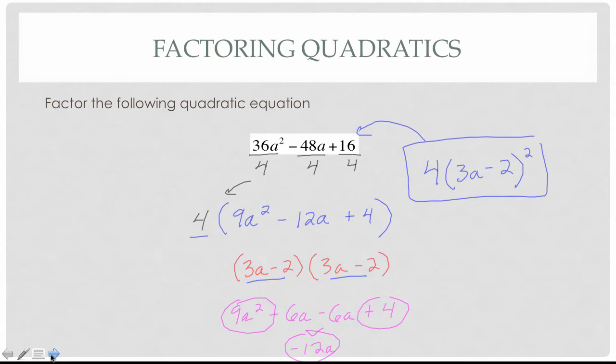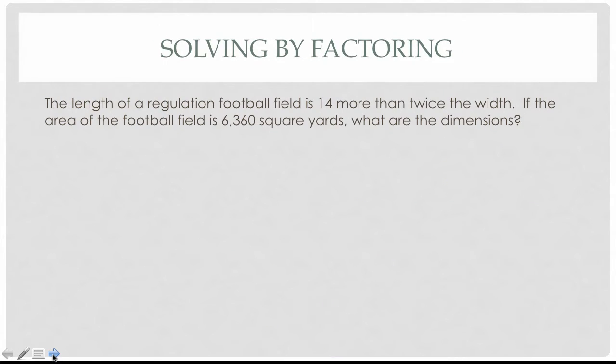All right, we're cruising along, right? I wanted to go over an example of solving a problem by factoring. We've done a lot of examples, done a lot of factoring methods. You can actually solve equations and do some problem solving with factoring as well. So let's take a look at this problem. The length of a regulation football field is 14 more than twice the width. If the area of the football field is 6,360 square yards, what are the dimensions?